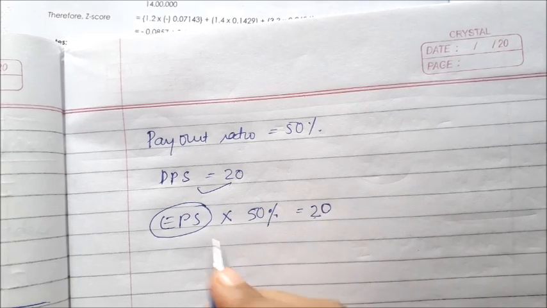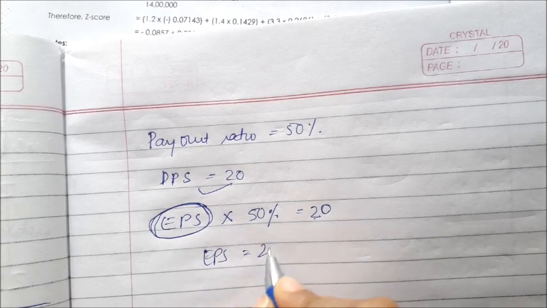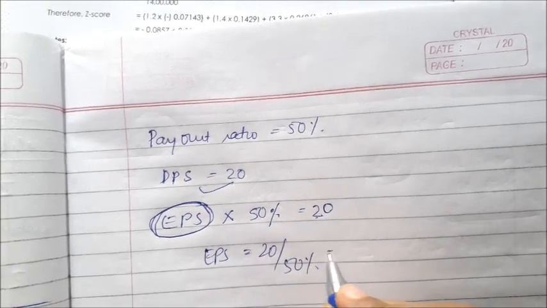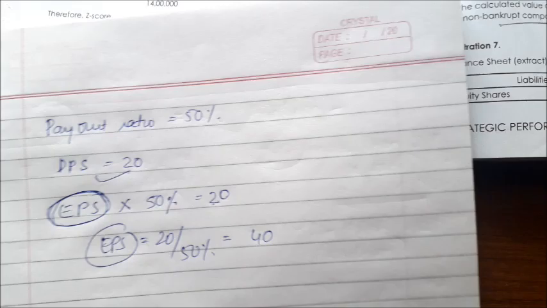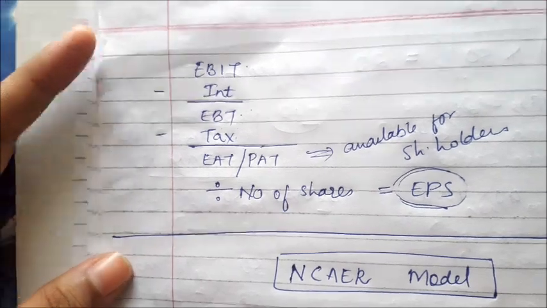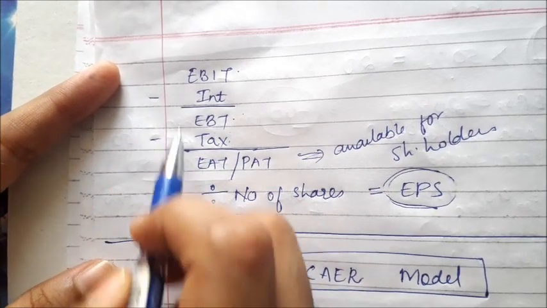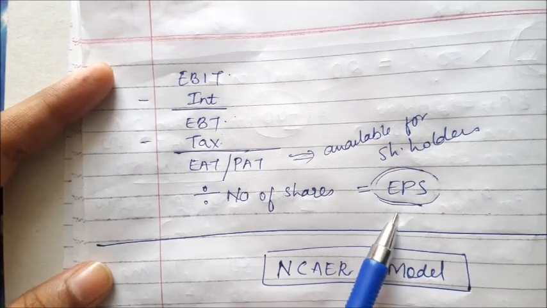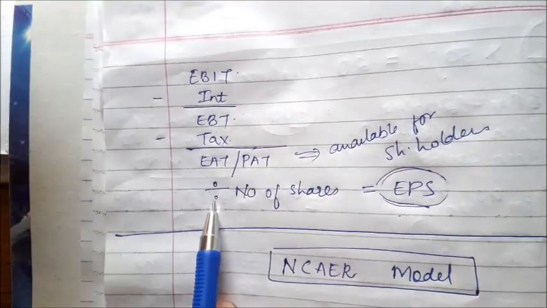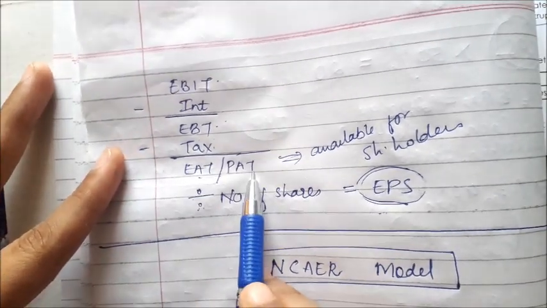If we are required to find the EPS, we can easily find it: EPS would be 20 divided by 50%, so the calculation gives us 40. Okay, we got EPS. Now we are doing reverse calculation, so all the signs get changed: divide becomes multiply, minus becomes plus. We got 40. Now we multiply with the number of shares, 4,000 (4 lakh divided by 100). Multiplying that, we get 1,60,000.